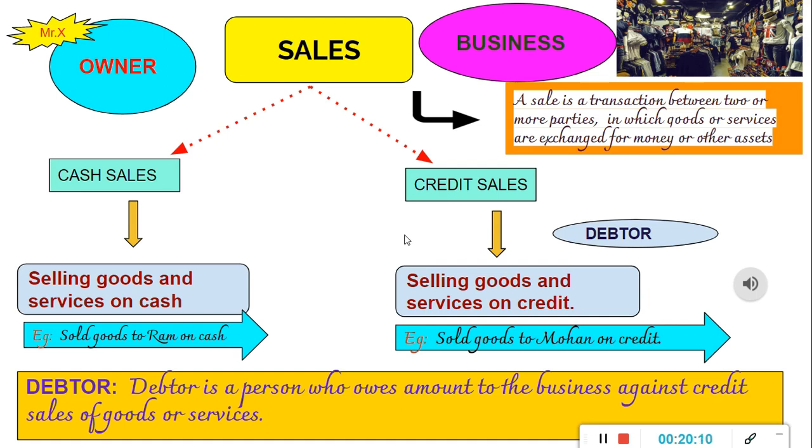I hope it's clear. Here also we have discussed sales, cash sales and credit sales. Selling goods on cash is cash sales. Selling goods on credit is credit sales. Then from credit sales, we got one more point, that is debtor. A debtor is a person who owes an amount to the business against credit sales. Clear?